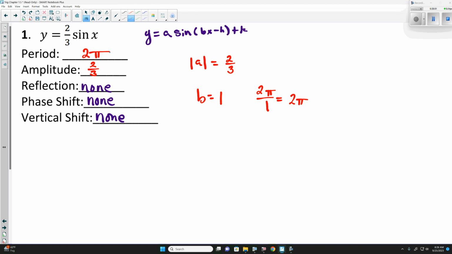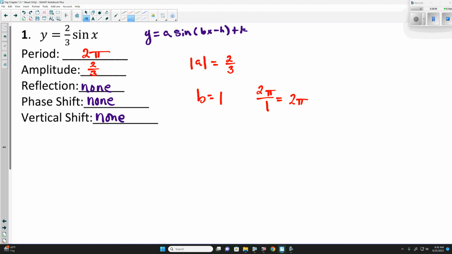Even if there's not a number written there other than 1, the period is understood to be 2 pi, because we can still calculate it. 2 pi over 1 is just 2 pi. So the period for this is 2 pi. The amplitude is 2/3, and that's it.